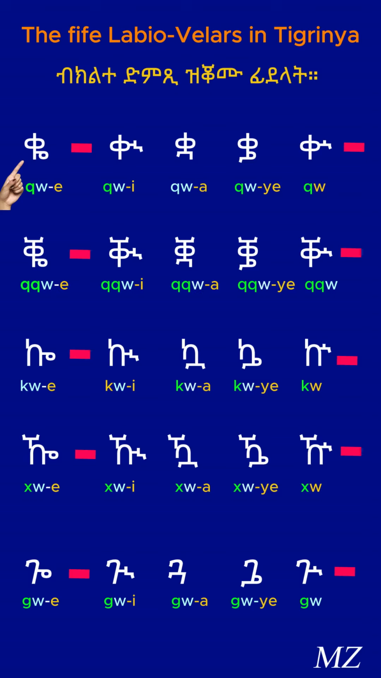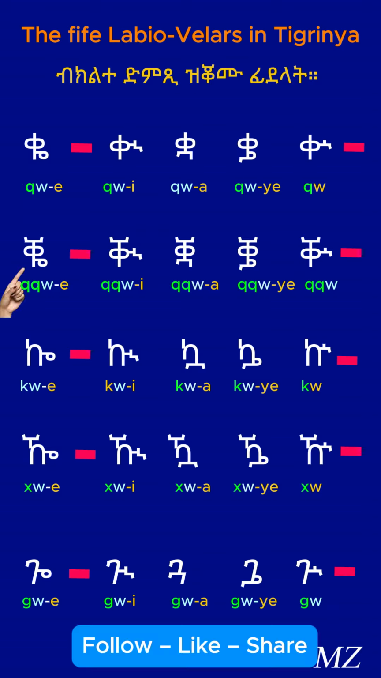They are letters or sounds that only occur in Tigrinya, Tigra, and Amharic. ቆ ቁ ቋ ቁ ቁ.